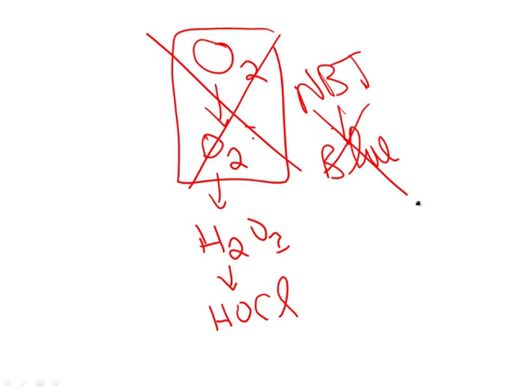Now, there is another disease that can also affect this pathway, and that is the fact that MPO converts. Remember that MPO converts hydrogen peroxide to HOCl.